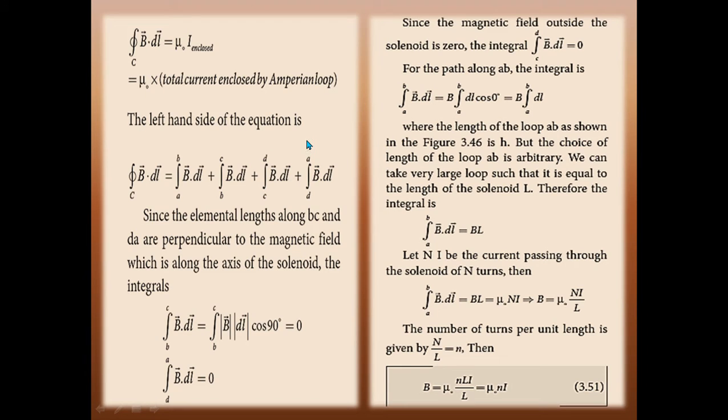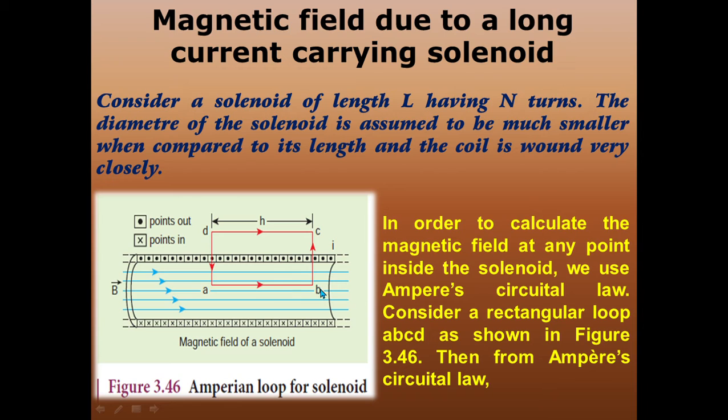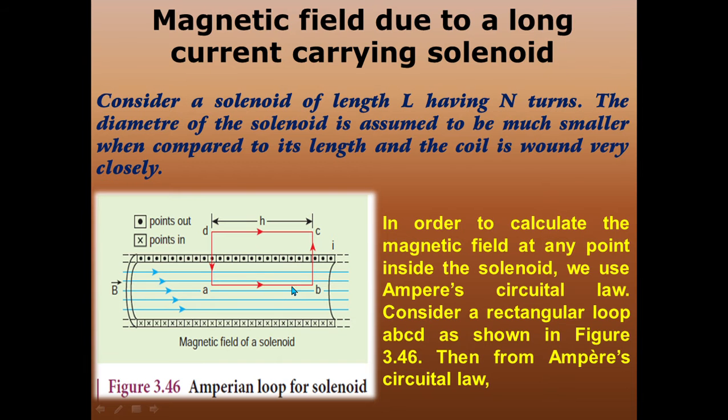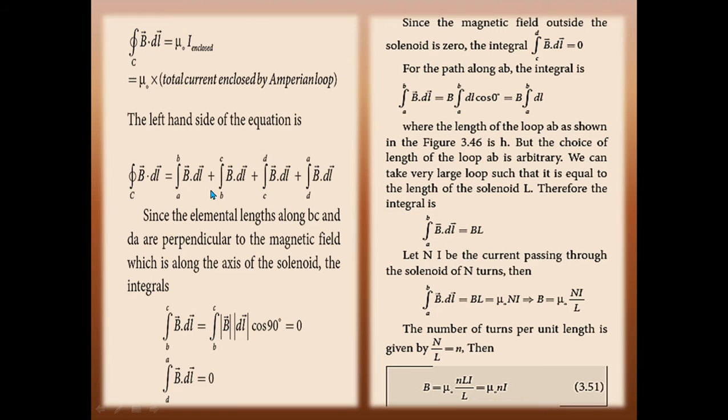The left hand side of the equation is the line integral of B vector dot dl vector, which is equal to the line integral of A to B, then B to C, then C to D, and D to A. So as usual, the Ampere's circuital law formula: integration of A to B, B vector dot dl vector, plus integration of B to C, B vector dot dl vector, plus integration of C to D, B vector dot dl vector, plus integration of D to A, B vector dot dl vector.